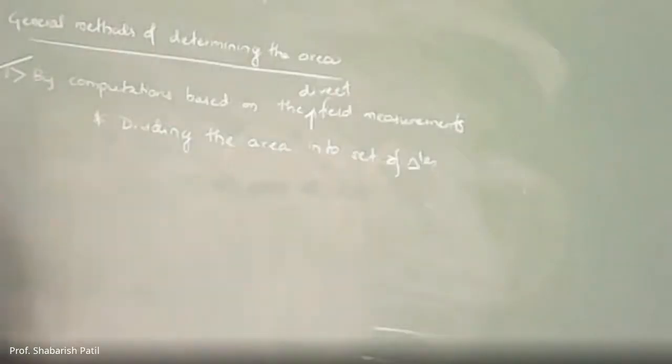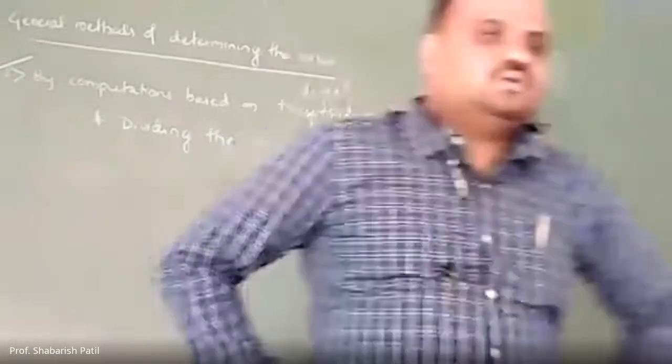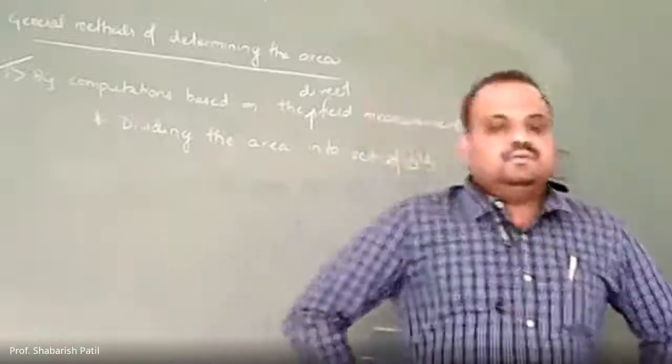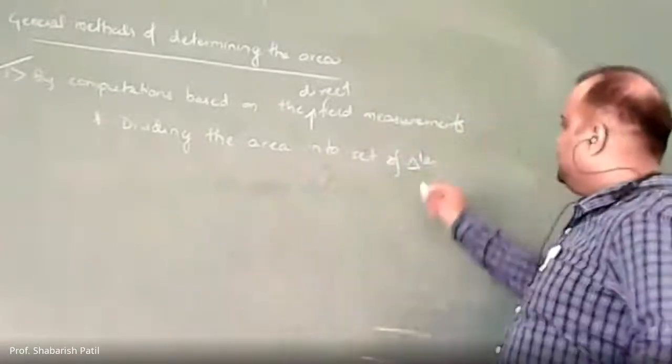First we need to divide. The first method is dividing the area into a set of triangles. We all know how to calculate the area of a triangle if we know the size of the triangle. So what is to be done here is we are supposed to divide the area into a set of triangles, maybe like this.